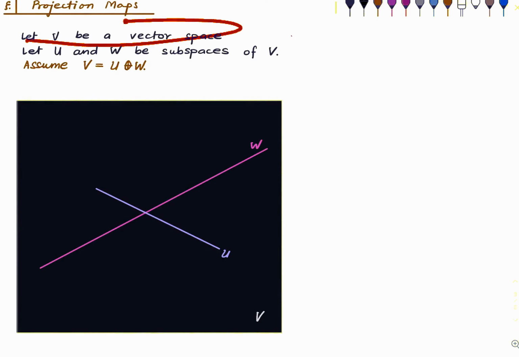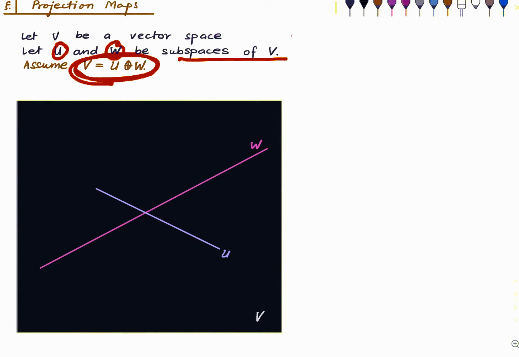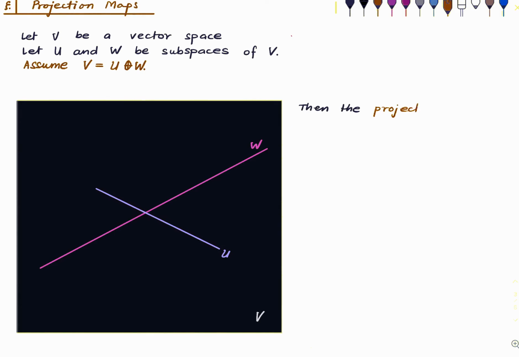So fix a vector space, and let's say we have two subspaces of the vector space such that V is the direct sum of U and W. Okay, so with that data, we define the projection of V onto U with respect to W as the map.